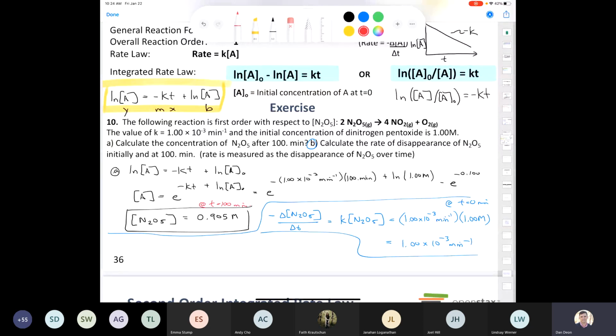Anyhow, then you would get that the rate is going to be equal to 1.00 times 10 to the minus 3 reciprocal minutes multiplied by 0.905 molar. And when you punch that in your calculator, you end up with 9.05 times 10 to the minus 4 moles per liter per minute. All right, there we go. So that's a first order integrated rate law.